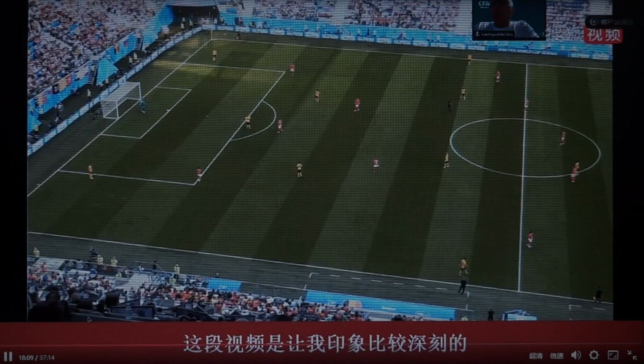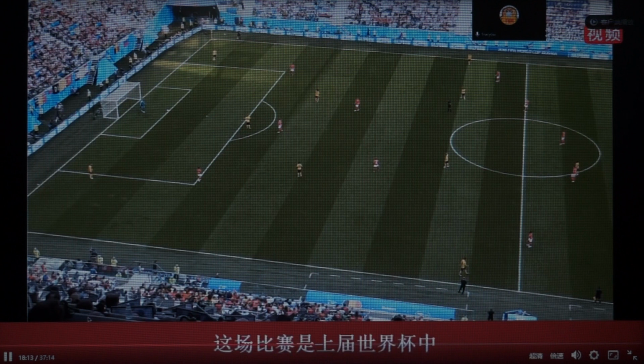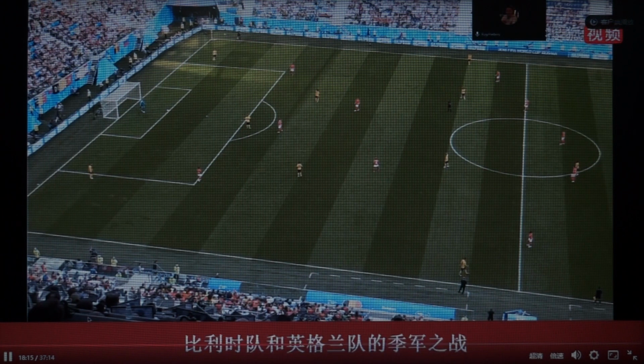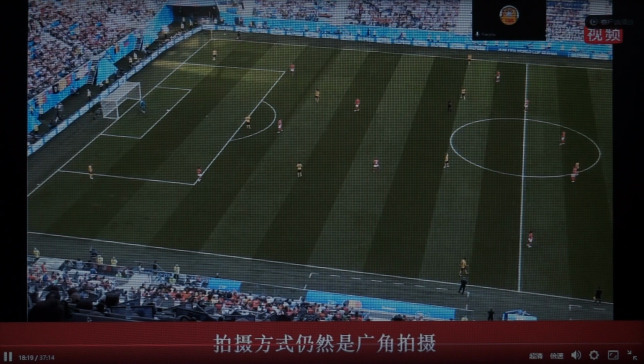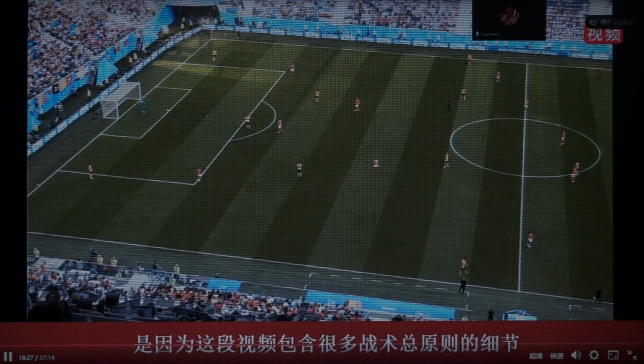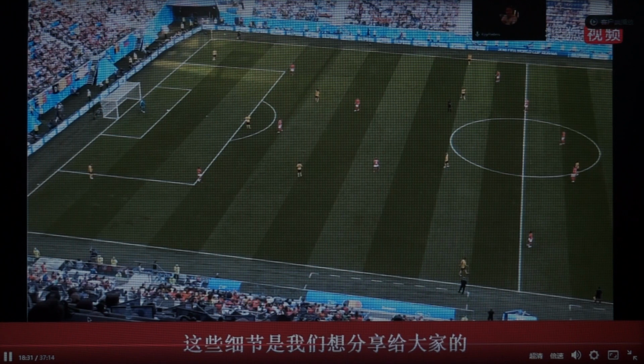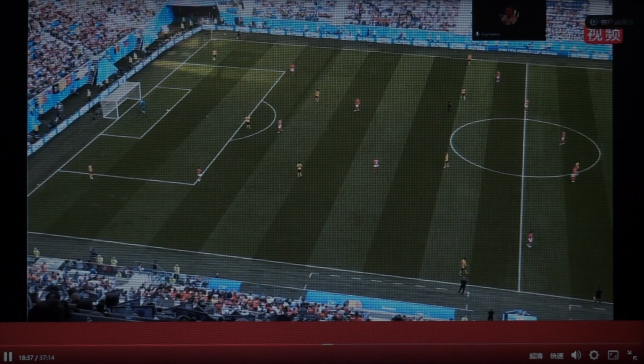This was a very emotional game for me. So this is the game Belgium against England in the World Cup for the 3rd place. This is wide-angle footage, as mentioned. And the reason why we chose a clip is because there are so many details to find in it, and we wanted to bring this to the coaches in order to explain the details of the general principles to them.